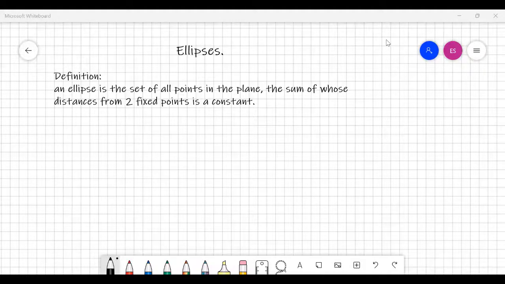Hello, everyone. Today we're going to talk about ellipses. What is an ellipse? Let's look at the geometrical definition of an ellipse. An ellipse is a set of all points in the plane, the sum of whose distances from two fixed points is a constant. How is it going to look in real life?